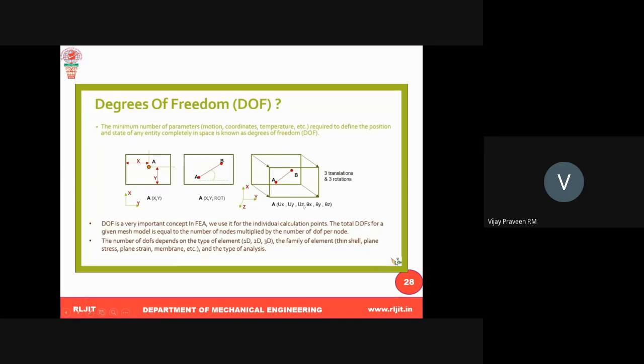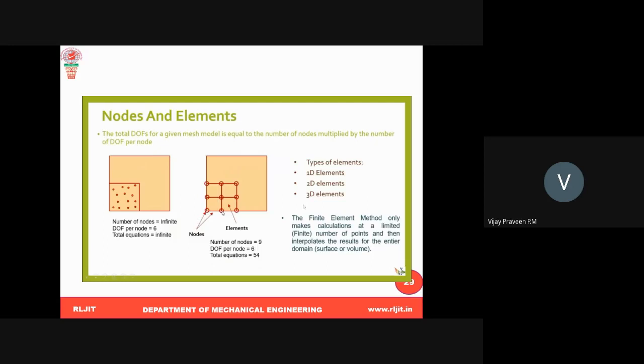The fewer the degrees of freedom, the less computation time it takes to calculate the results. Therefore, the main objective of FEA is to reduce the degrees of freedom as much as possible in order to get the result faster. That is why it converts an infinite number of degrees of freedom to a finite number. By doing which process?